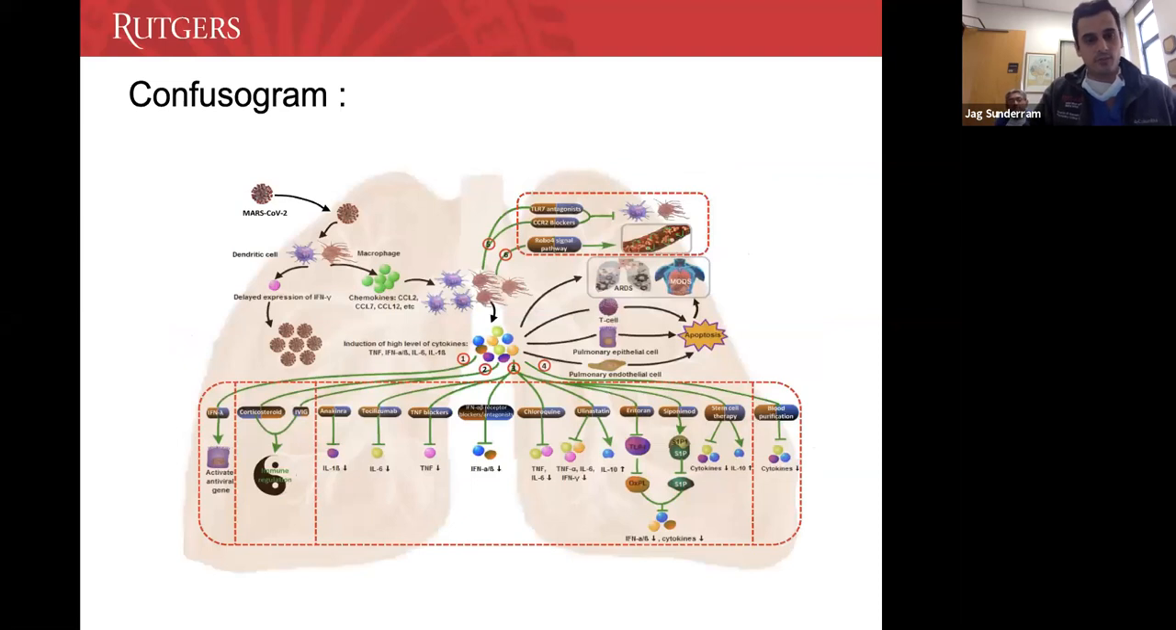This is the confusogram, as Dr. Panettiere likes to call it, about the different pathways and the different medications you can use to treat the cytokine storm: the different interleukin inhibitors, steroids, and a lot of other options such as stem cell therapy and blood purification. We talked about this in order to stop the inflammation and stop this cascade from happening.